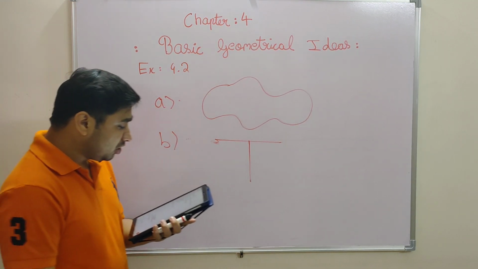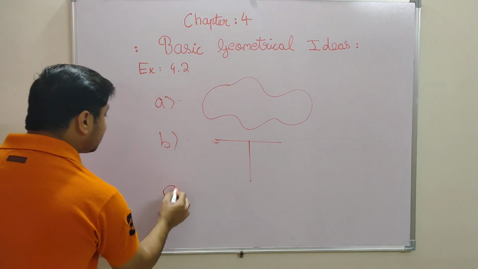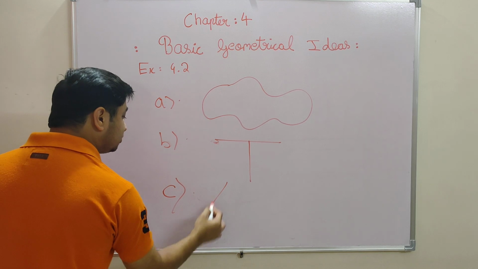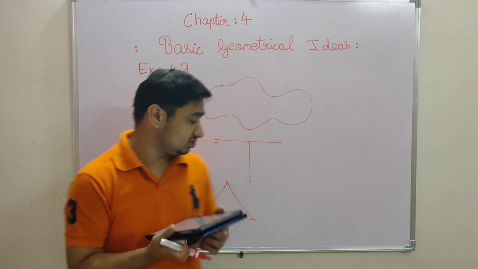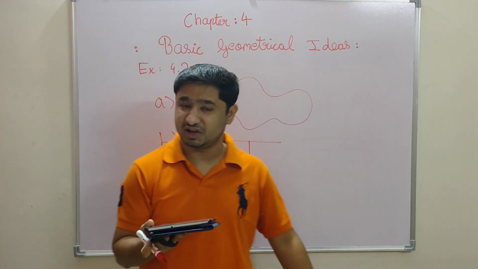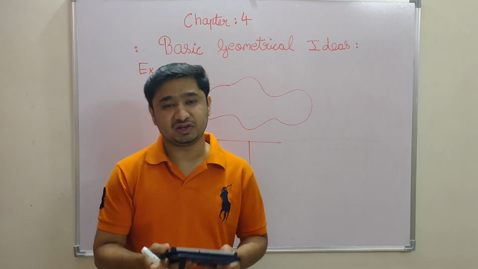Third, a polygon with 2 sides. It's not possible, because a polygon starts only from the triangle. The smallest polygon is a triangle, because it starts from 3 sides. A 2-sided polygon is not possible.